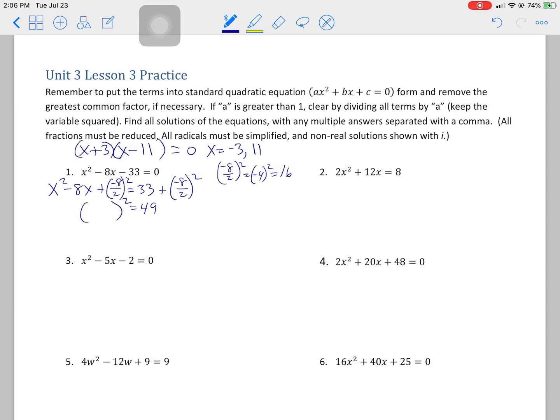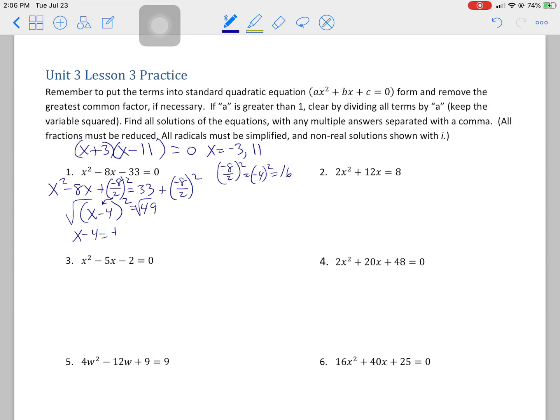This side, I like to go right to here. And then whatever's in the parentheses goes here. So this is a negative 4. And we don't want to write this twice and FOIL it. We want to use the square root property at this point.